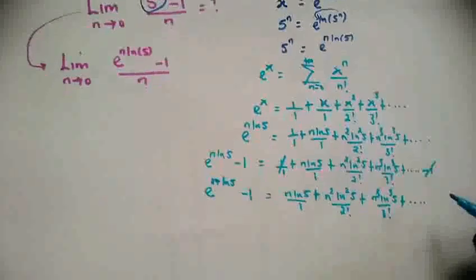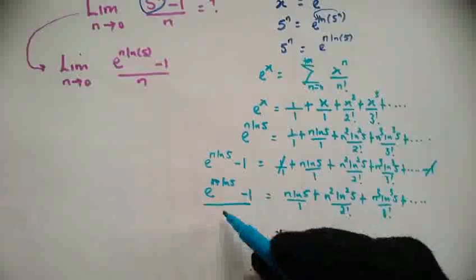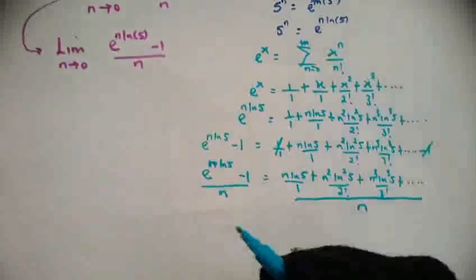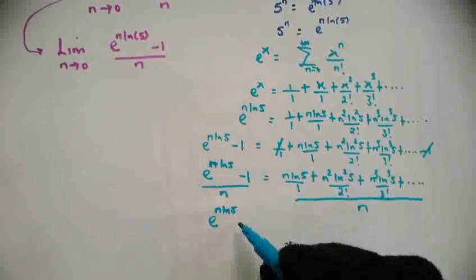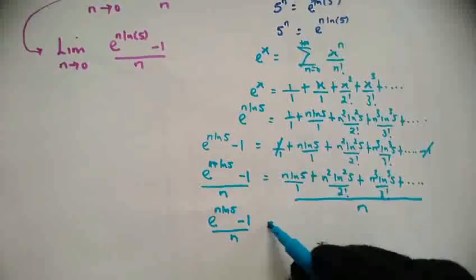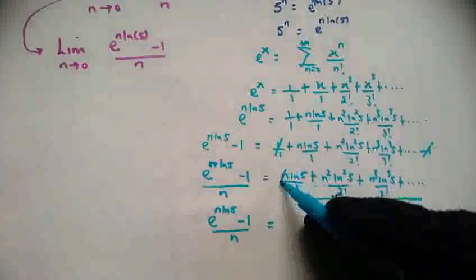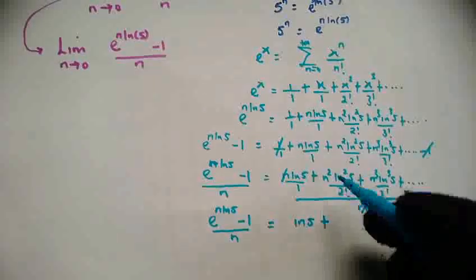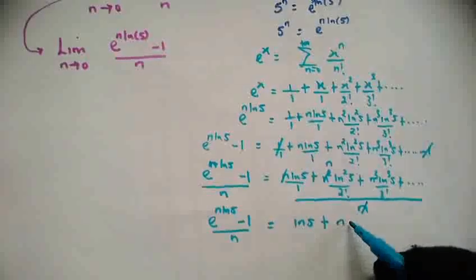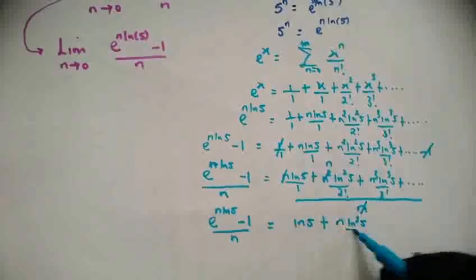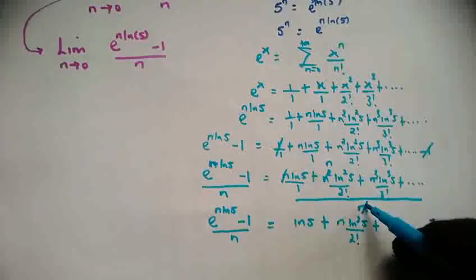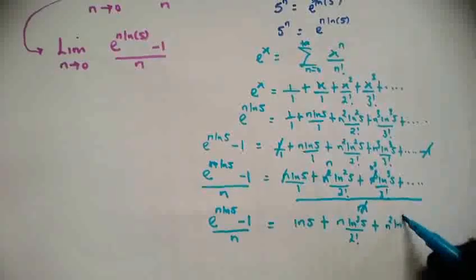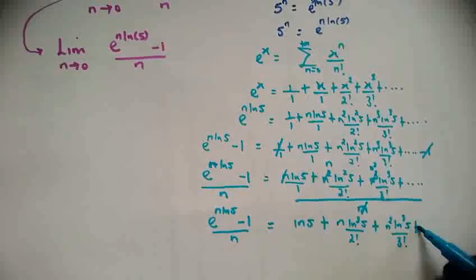Now we divide both sides by n. So we have (e^(n ln 5) − 1)/n equal to, remember the n cancels the n here, so we are left with the natural logarithm of 5, plus n times the natural logarithm of 5 squared over 2 factorial, plus n squared times the natural logarithm of 5 cubed over 3 factorial, plus and so on.